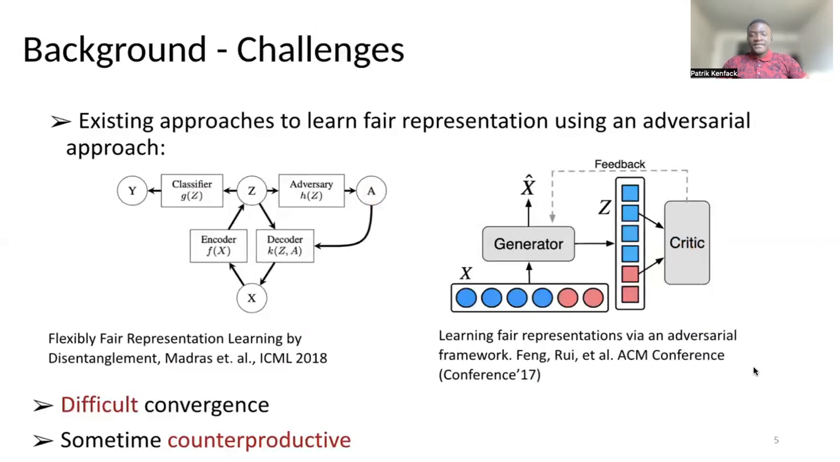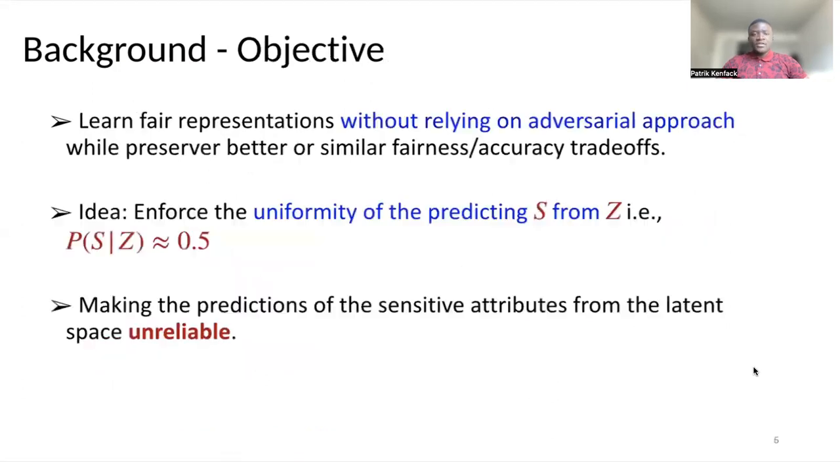However, this adversarial setup is first difficult to converge because it's very unstable, and it is hard to find the right set of hyperparameters that will help the models to learn and converge. And there's another assumption that this approach has the guarantee only when the adversary is optimum. It is hard to find this optimum adversary. And sometimes this approach is even counterproductive.